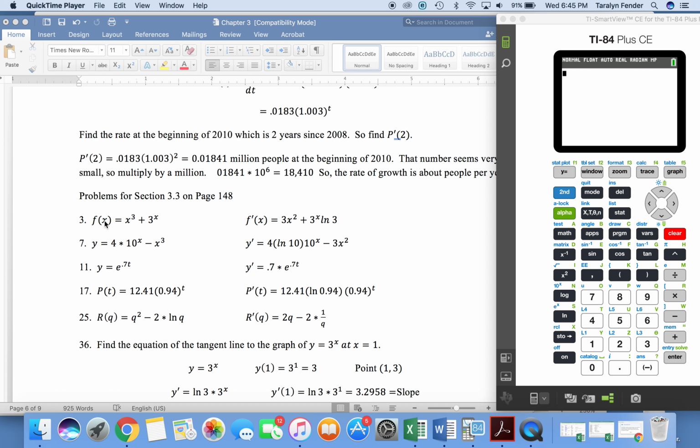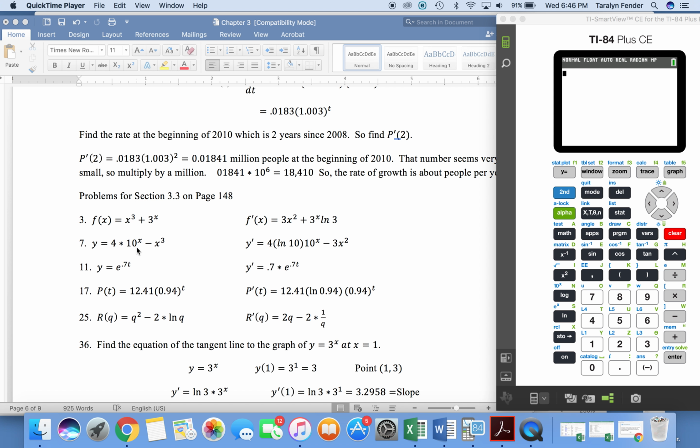If we have f of x is equal to x to the third plus 3 to the x, then we have used the rule that we learned in the derivative section, where you take 3 times x and then subtract 1 from this exponent, and that gives us 3x squared. Plus 3 to the x, now we know that derivative is 3 to the x times natural log of 3.